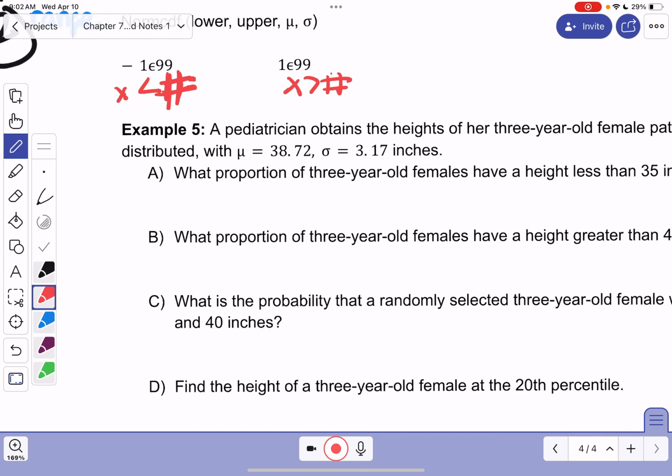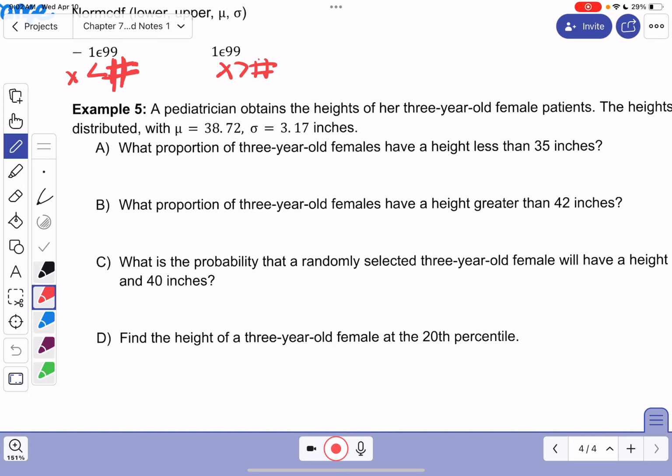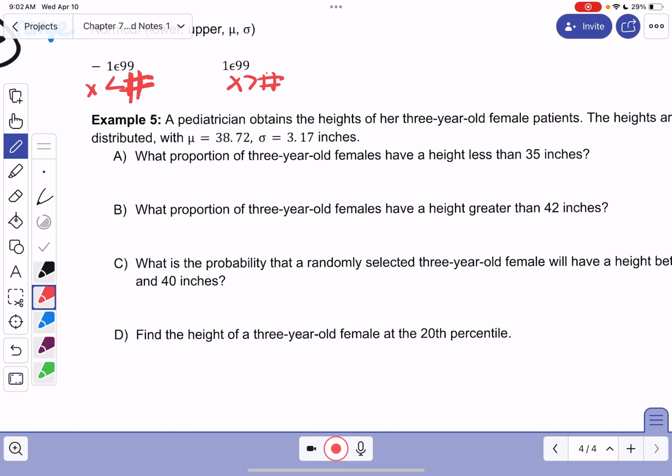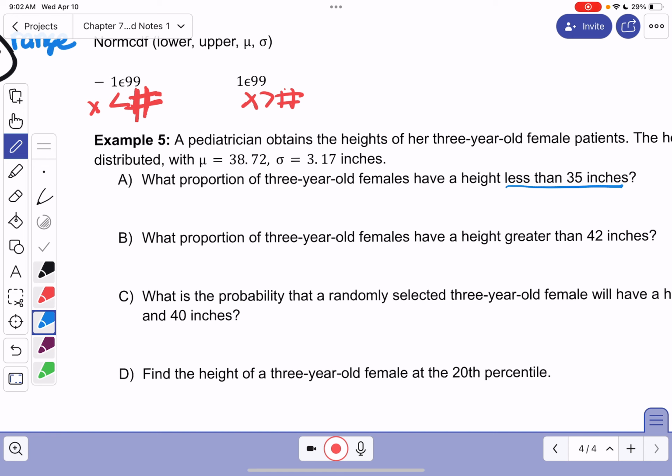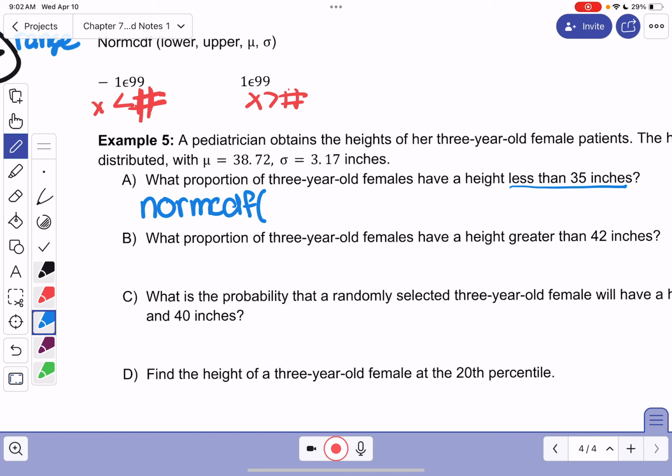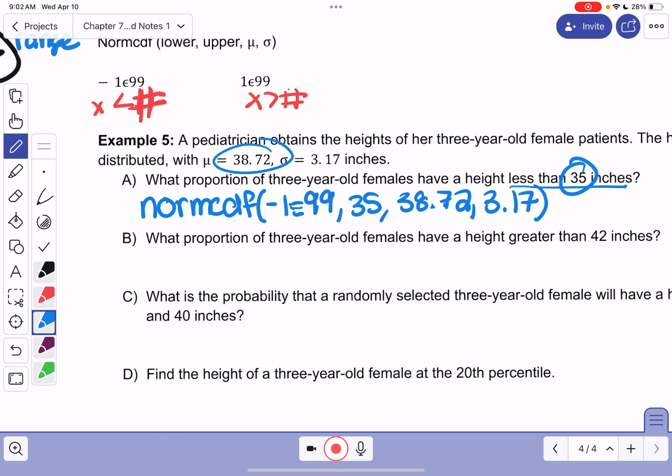So let's look at how to use that. This is the same as example 2. We've seen these numbers before. We're just going to talk about how to enter them in the calculator and then compare. So what proportion of 3-year-old females have a height less than 35? Less than is CDF, so we're going to do norm CDF. Lower means our lower limit is 1E99, and I'll show you what that is on a calculator in a second. Our upper is 35, because that's the biggest it can be. Our mean is 38.72, and our standard deviation is 3.17.